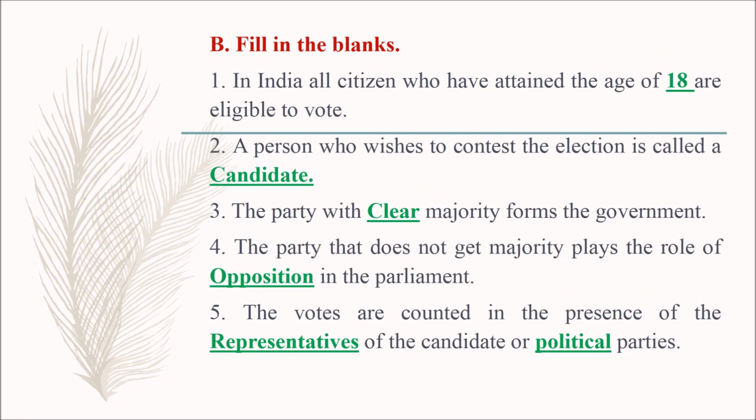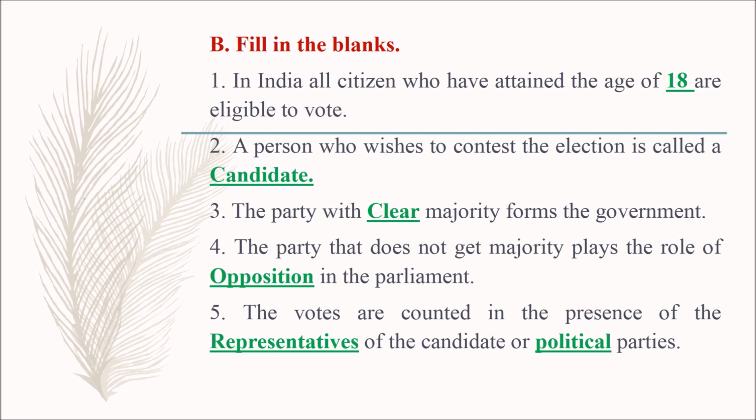Section B. Fill in the blanks. Question number 1. In India, all citizens who have attained the age of dash are eligible to vote. So the correct answer is 18. Question number 2. A person who wishes to contest the election is called a dash. The correct answer is candidate. Question number 3. The party with dash majority forms the government. So the correct answer is clear.